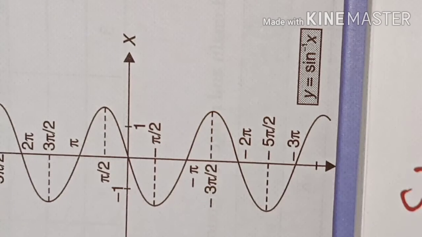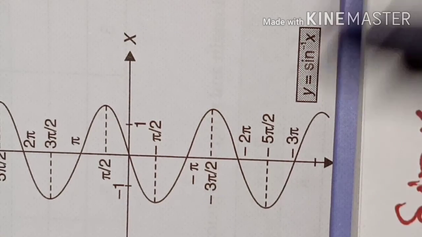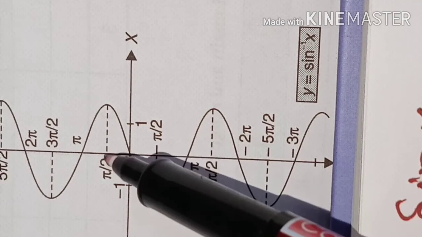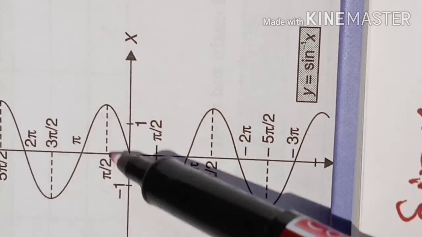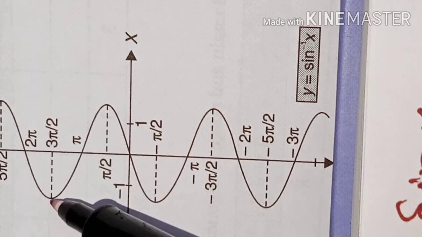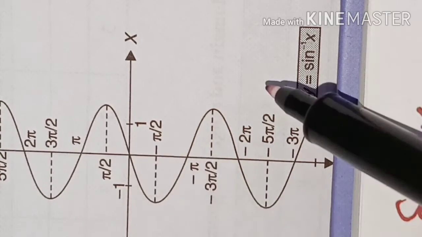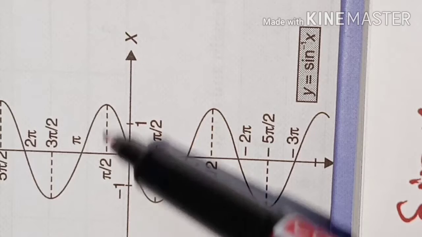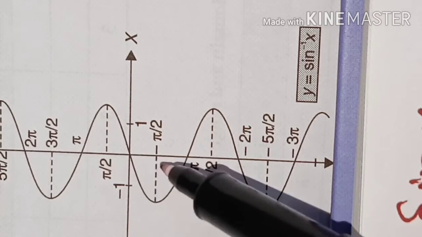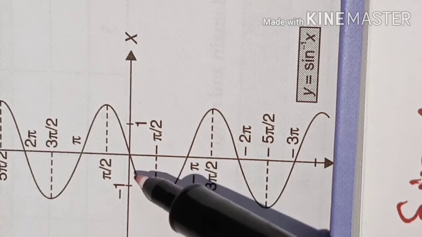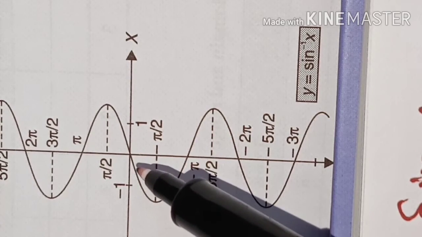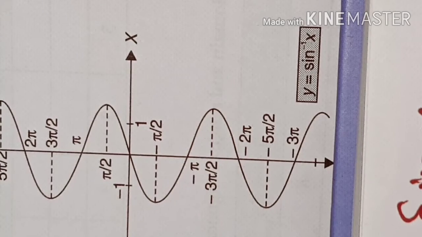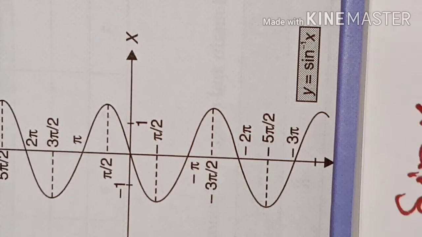Got the idea? So one branch is -pi by 2 to +pi by 2. Another branch is pi by 2 to 3pi by 2. That way. So when we talk about the sine inverse function, we will have to say it only in some particular restricted principal branch. So sine inverse exists when you are talking about it in a particular branch.